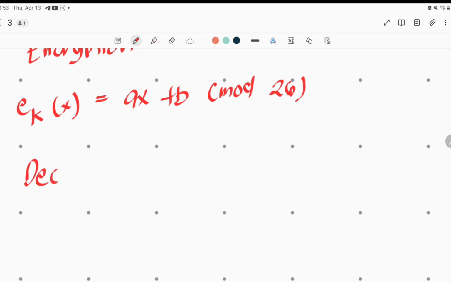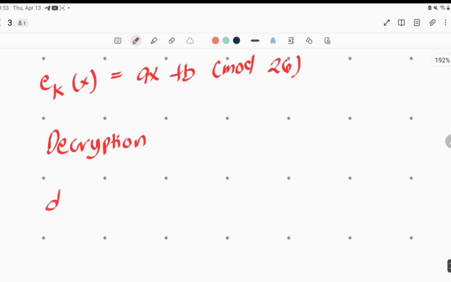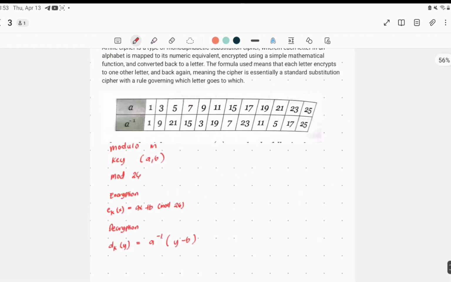While in decryption, when deciphering the cipher text, we must perform the inverse function. And the decryption rule is D sub k of y equals a raised to negative 1 times y minus b. Knowing how the affine cipher works, let us see Diego's letter.